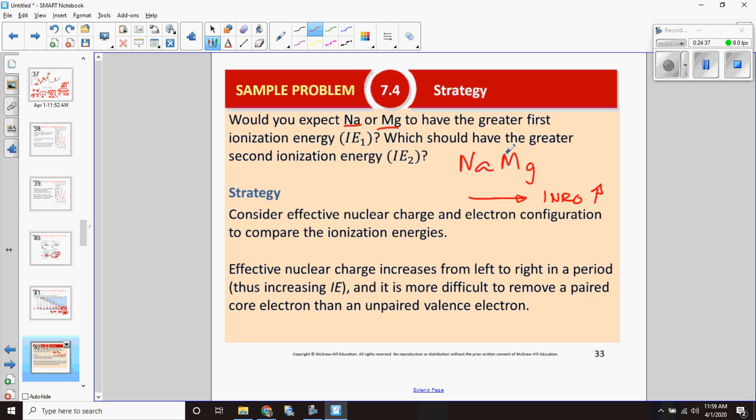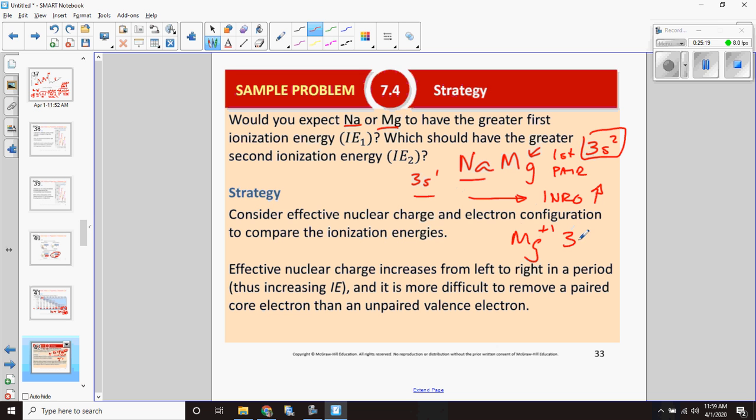And the reason magnesium is going to have a higher first ionization energy is because it is a paired orbital. Magnesium has its 3s orbital filled. So it is going to be very difficult to remove the first electron from magnesium. The first electron from sodium, it only has a 3s1, so it's partially filled. However, the second ionization energy: imagine both atoms have had their first electron removed. Well, magnesium, after it has its first electron removed, is a +1 charge.